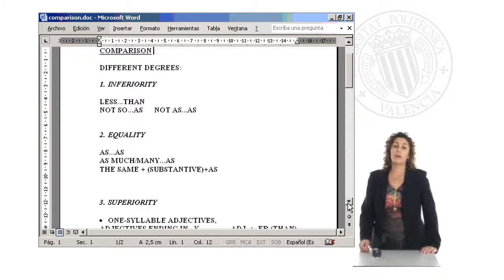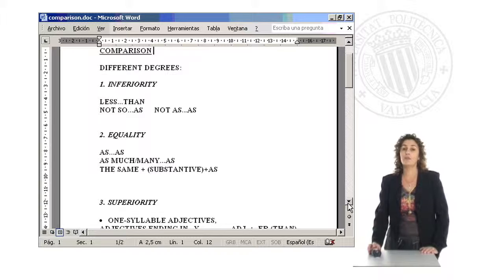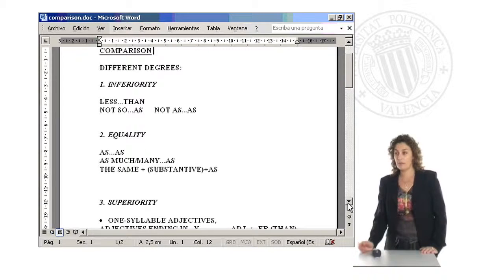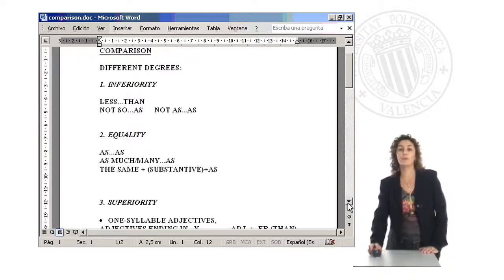Also, we can express equality with another structure, that is "the same" plus a noun. That is, they have the same car as you, for example.